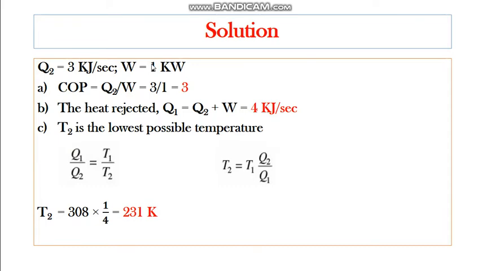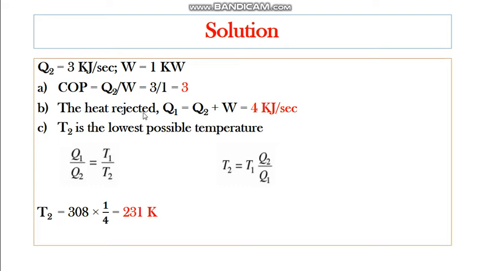I have written the given data, because our Q2 is nothing but heat absorption, that is the rate of refrigeration. The heat absorption is nothing but the rate of absorption, because the refrigeration is taking place there. So Q2 will be equal to 3 kilojoules per second, which is given in the question. And the work done, that is power, is 1 kilowatt. So our first question is COP, that is coefficient of performance, which is equal to Q2 by W. We know Q2 and we know W, so it is just substitution to get the COP.